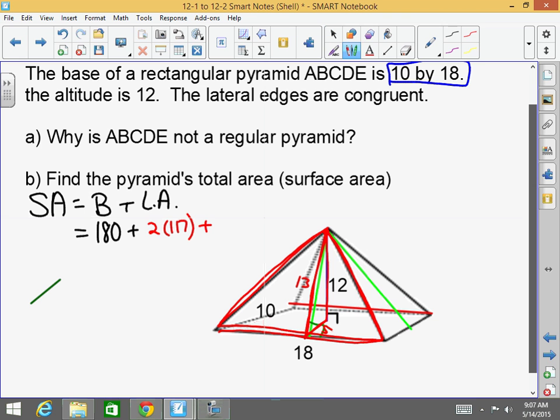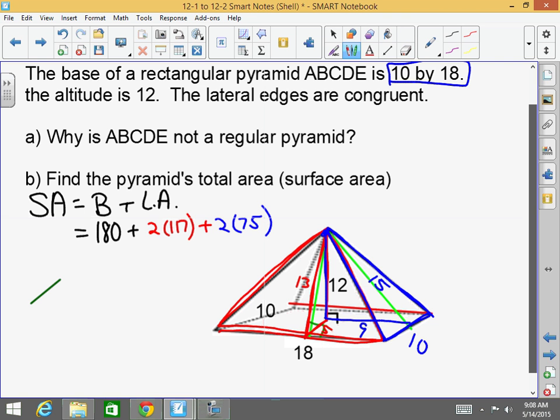Now let's look at this guy. What is the slant height for that one? Well, I know that my altitude is 12. This base here is 9. So isn't this a 3, 4, 5 times 3? So this would be 15. So now, what is the area of this triangle? The base is 10. 10 times 15 divided by 2. So that's 5 times 15, which is 75, but there are 2 of those.